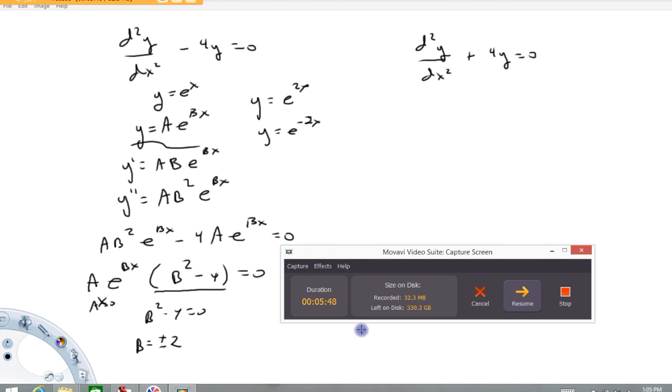The sum of the two is called the general solution, just like it was before. I'll put y general here equals a sine 2x plus c cosine 2x is the general solution for this equation. So a and c in this example are constants that would need to be determined from initial conditions of the problem. And I think because this video is pushing 14 minutes here, I'll just save that for another video.